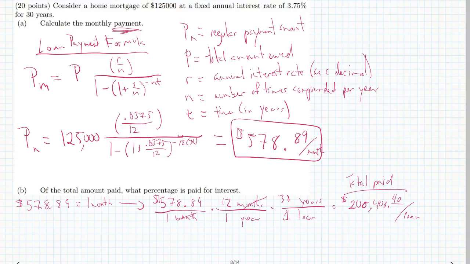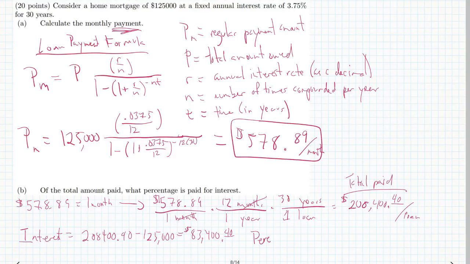But that's not our final answer. We want what percentage is paid for interest. So first off, we have to figure out interest. Well, the home only cost us $125,000, but notice we paid $208,400.40. And so we have to subtract off the $125,000. Which tells us we're going to end up paying $83,400.40 in interest.